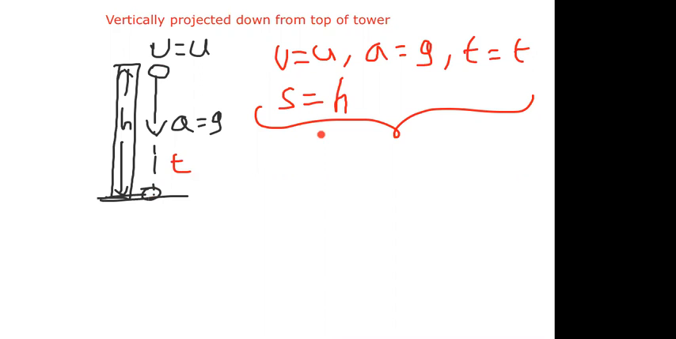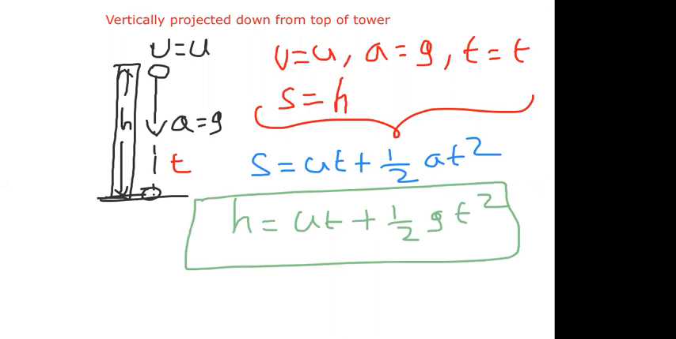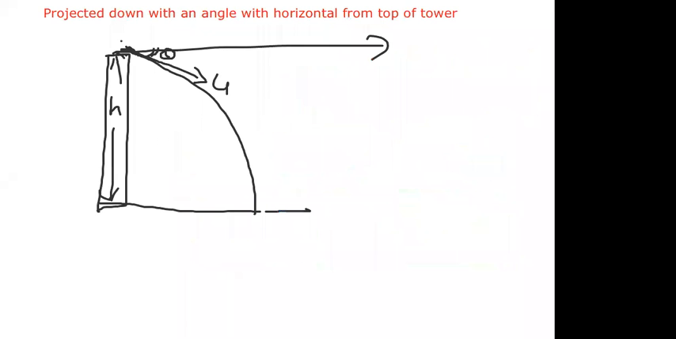From here, what is the formula? s equal to ut plus half at square. Substituting here, what should I write? h is equal to ut plus, in the place of a, g. h is equal to ut plus half gt square. This is the formula for the body projected vertically down from the top of the tower. I hope you are clear with this one. It is straightforward, no complications at all.